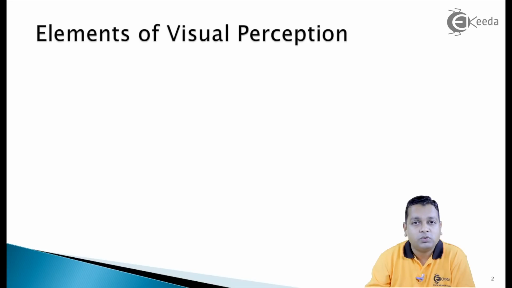So how many elements of visual perception are there? In our study we are going to talk about three elements. The first three videos of the second chapter come under this particular title, elements of visual perception. Structure of the human eye is one of the elements, the latter we see in the subsequent videos.